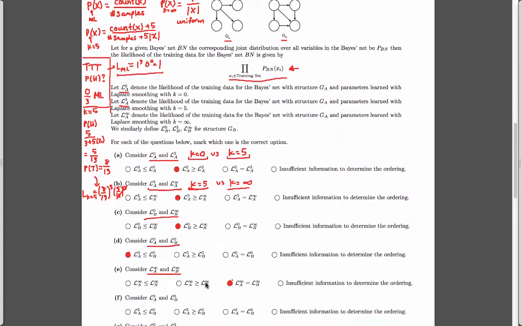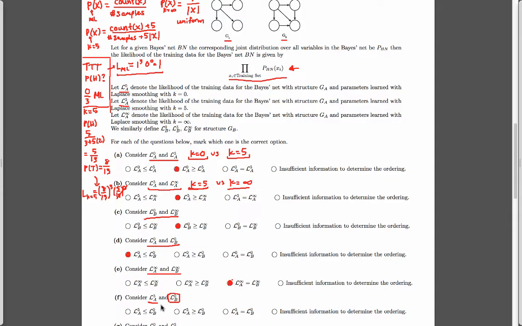Next, let's consider part F. In this case, we're considering model A with smoothing of 5 and model B with smoothing of 0. We already know that model B is more expressive and might be able to model our data better than model A. Additionally, using k equals 0 means that we are going to exactly use the maximum likelihood estimate rather than trying to smooth our data. So LB of 0 is going to very closely model our training data, versus LA of 5, which is going to not only induce some independence assumptions, but also smooth the distribution.